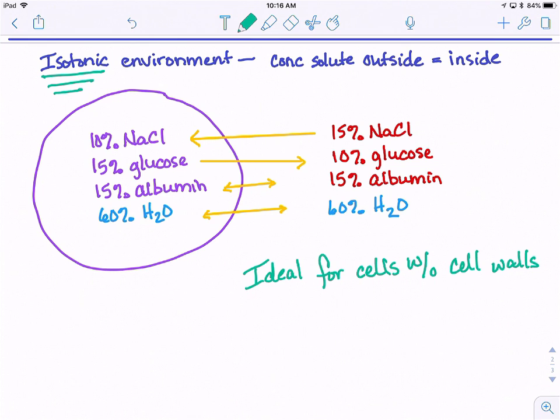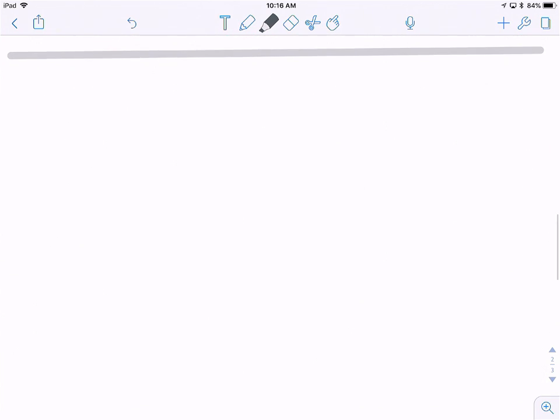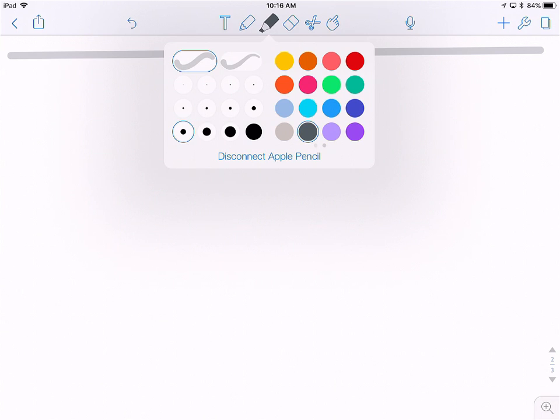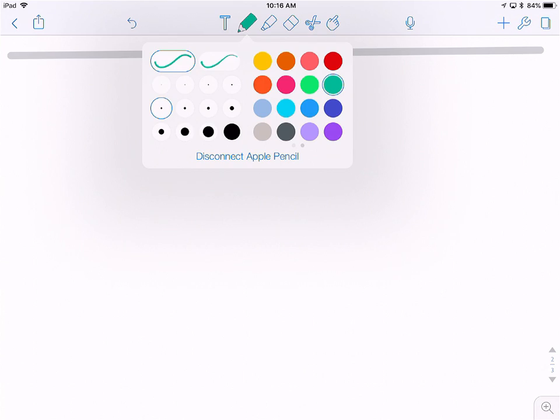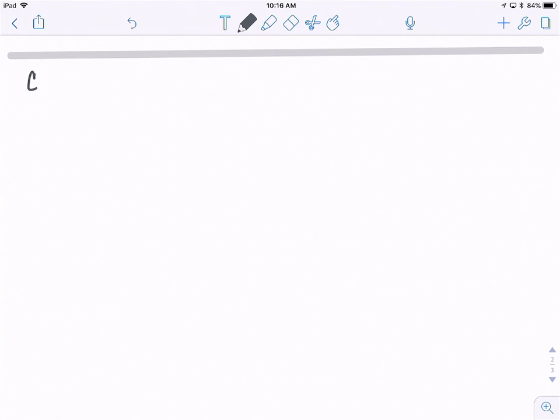Okay, so what if a cell has a cell wall, like plant cells? Let's take a look at those very quickly here. For the sake of not spending a lot of time on this, this is for cells with cell walls. For instance, plants. Those are the ones with cell walls. We'll talk about them in the most detail.